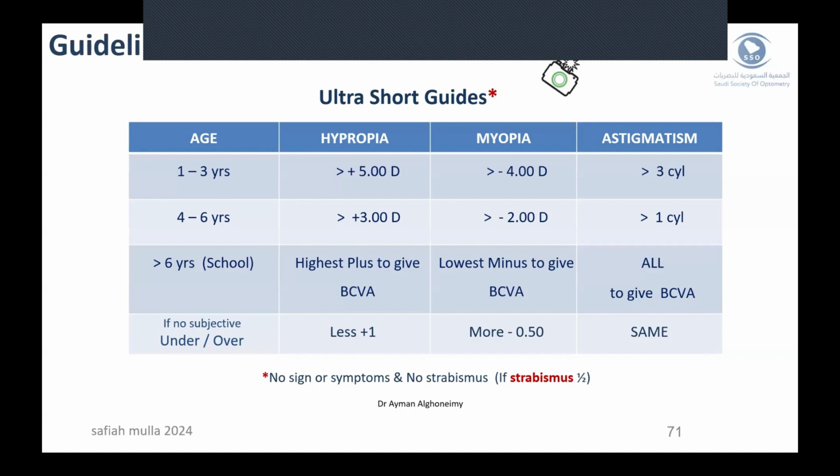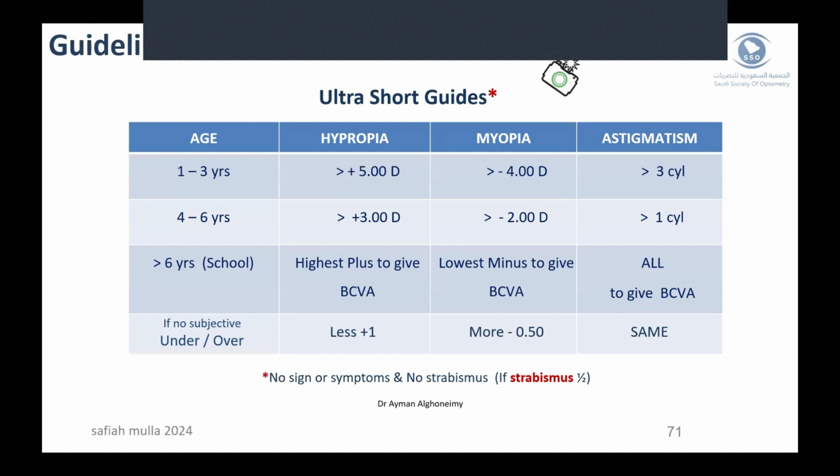So if you want to do over or under correction with hyperopia less than +1, for myopia you subtract more than 0.5, and for astigmatism we don't undercorrect or take any. We should give all the correction of all the cylinders. So the subtraction or the undercorrection would always be with the spherical amount, but not the cylinder. You give the cylinder all the time. That's this schedule if there are no signs or symptoms, or if there is no strabismus.